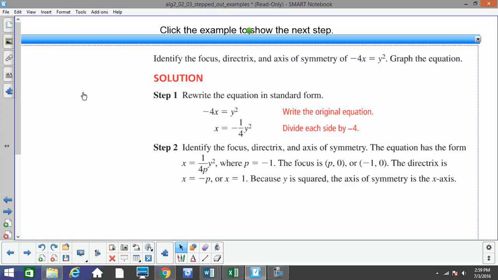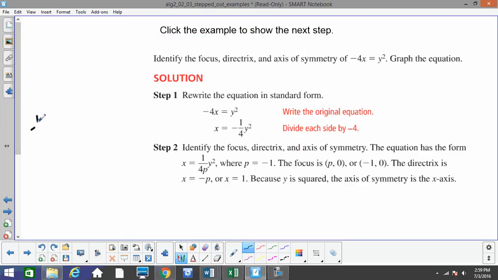You would just take -1/4 and set that equal to 1 over 4p. Not the best handwriting there, sorry. And you solve for p and you get -1. So the focus is going to be (-1, 0). The directrix is going to be x equals -p, which would be x equals 1.